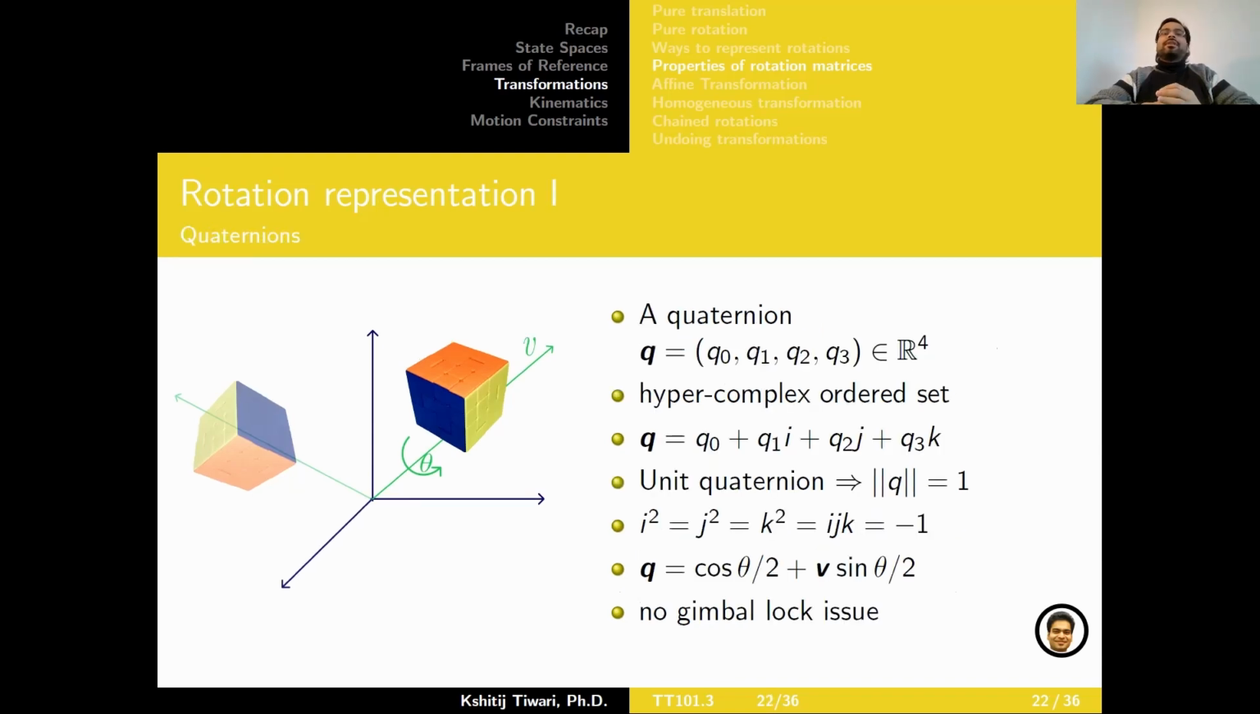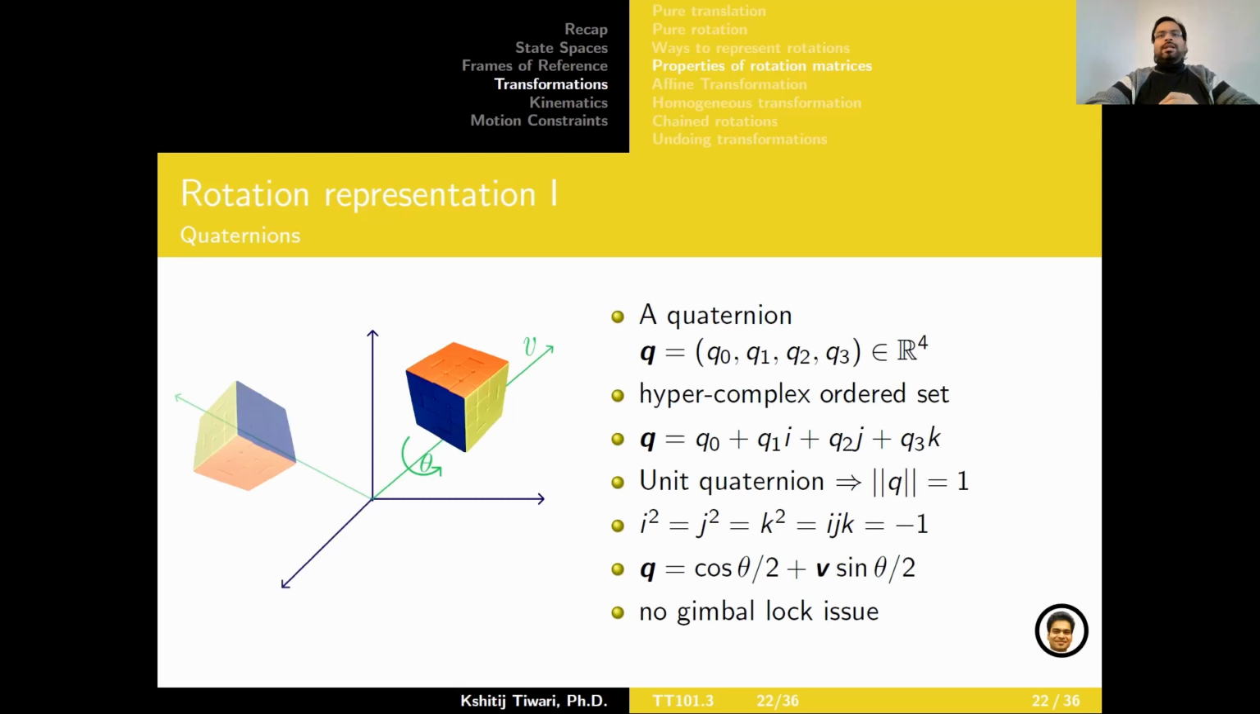Another common way of representing rotations is quaternions, which you might hear quite often, especially if you're doing graphics development. Libraries like OpenGL, etc., and Unity 3D, they prefer using quaternions. And even in some ROS libraries, you would prefer using quaternions where you're programming your robots.